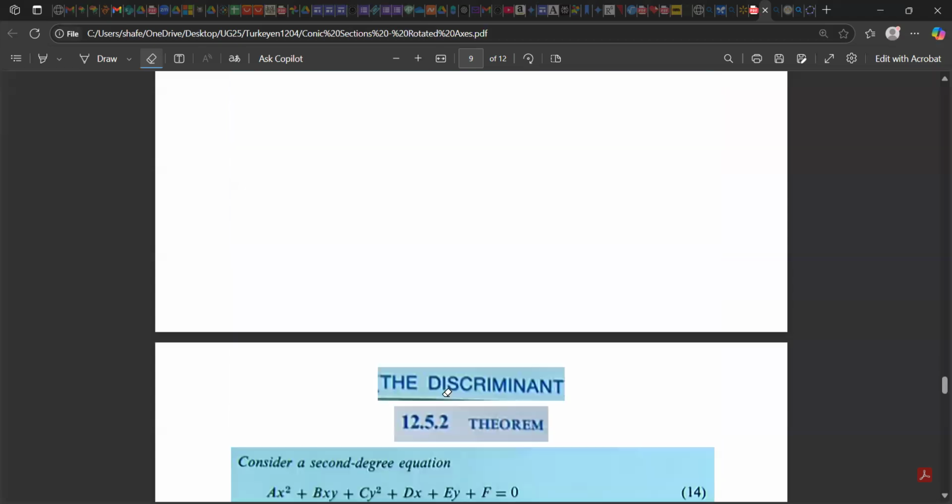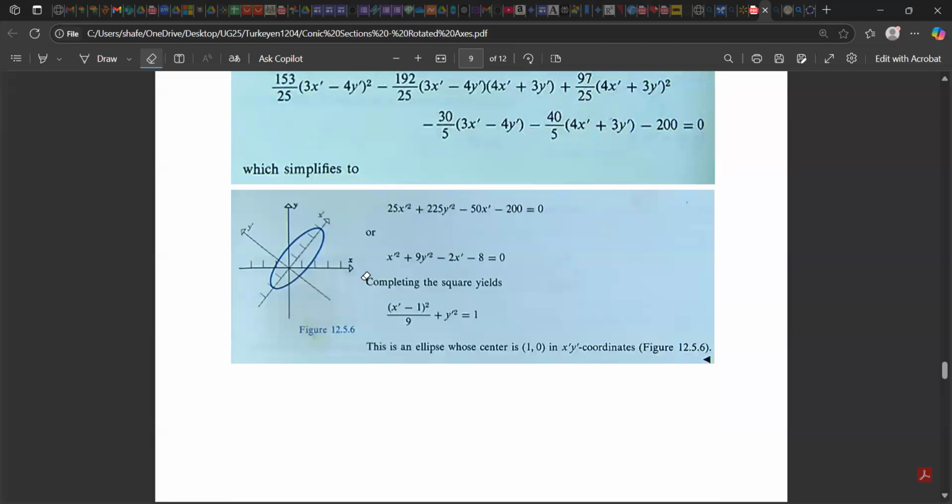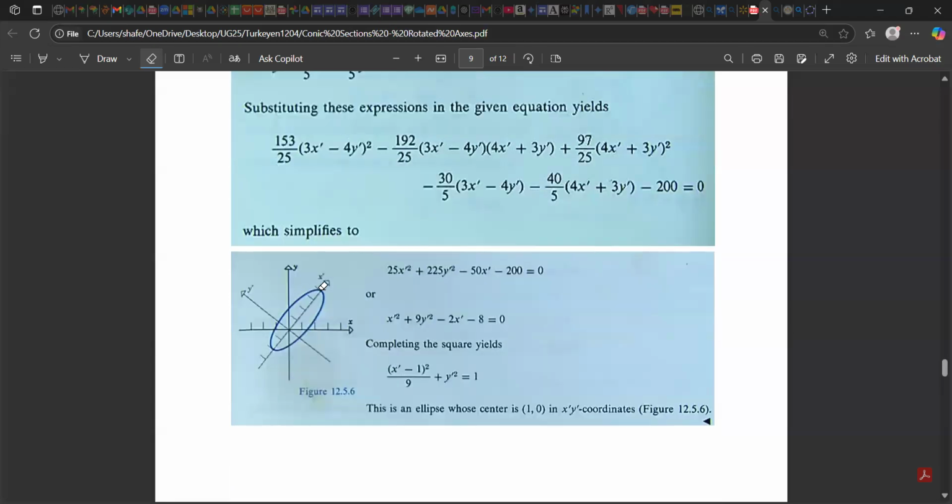But they didn't go into it. They just want a sketch of it, just the orientation of it roughly. Put the center there. If you take out this x bar and y bar, take it out. Sketch that graph where you have (x minus 1) squared over 9 plus y squared equals 1.